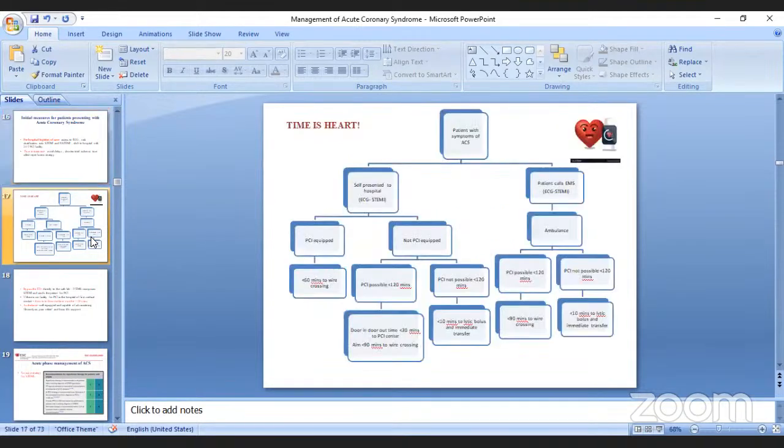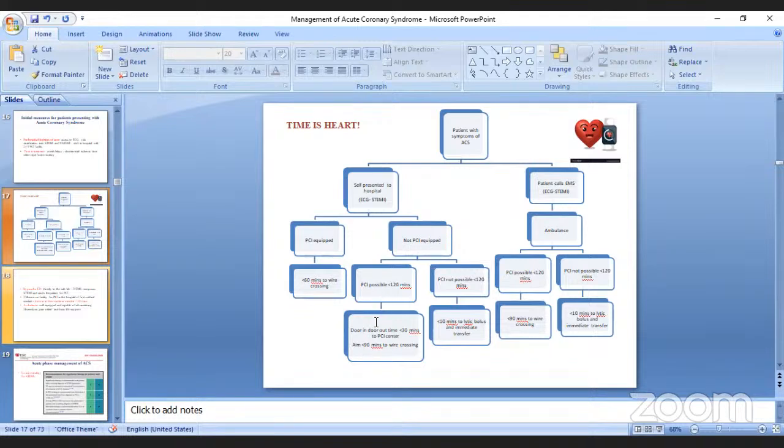Basically, time is heart. Suppose you have a patient presenting with symptoms of ACS. They have self-presented to the hospital, or they must have called an EMS. And in both places, ECG has been done, which is showing STEMI. So the hospital where they have initially presented, that is the first medical contact. Is that hospital PCI equipped? If it is so, then the time to wire crossing should be less than 60 minutes. If it is not PCI equipped, will they be able to transport, or will they be able to make sure that the patient undergoes a PCI within 120 minutes?